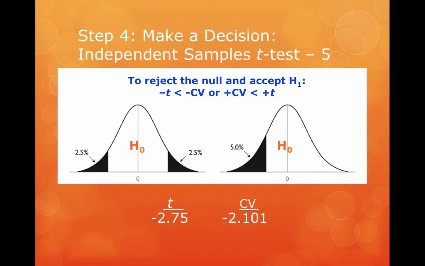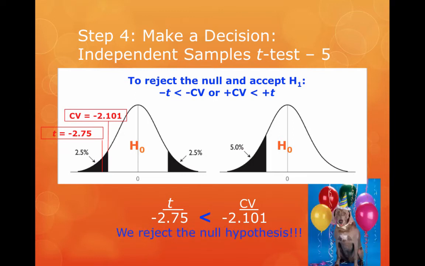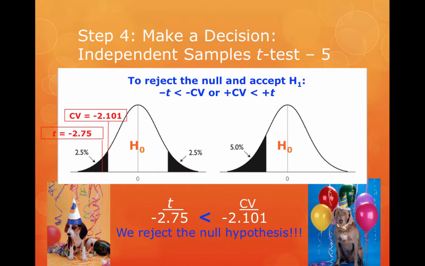if our t equals negative 2.75, and our critical value is 2.101, well, we know that here would be our test statistic, here would be our critical value. Well, we see that our test statistic actually falls within our rejection region. Not only that, we know that our t-statistic is less than our negative critical value, therefore we're going to reject the null hypothesis and say that yes, there are significant differences.